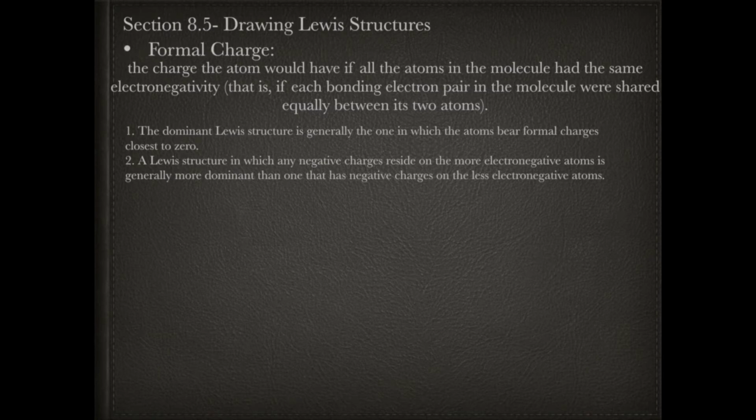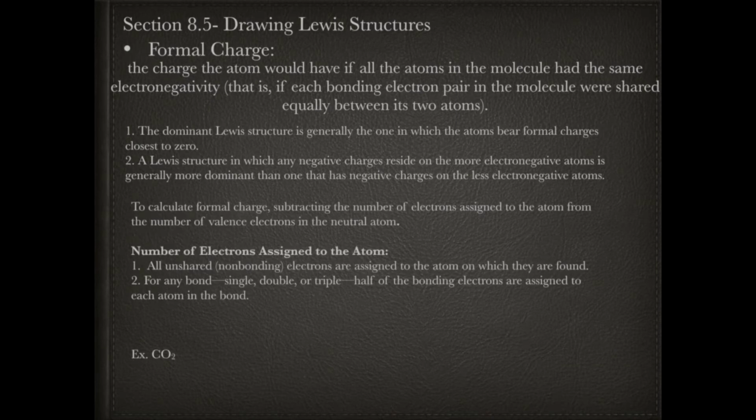Number one is the most prevalent rule, but for number two, just knowing that if your formal charge is negative, it should be on the atom that is more electronegative, the one that's hogging the electrons the most. So let's learn how to actually calculate formal charge. To calculate formal charge, all you do is you take the number of electrons that are assigned to the atom, and you subtract that from the number of valence electrons.